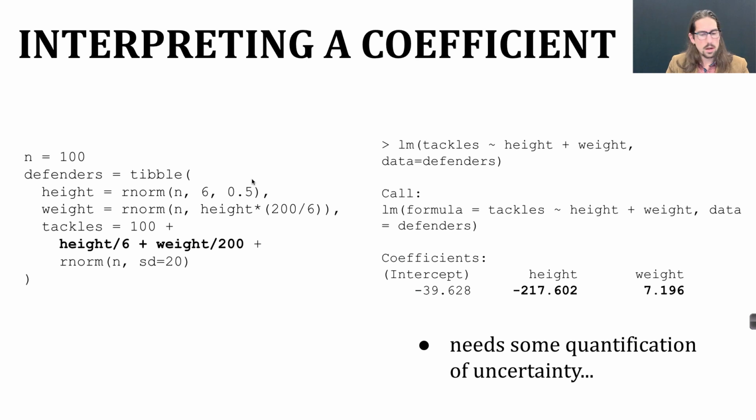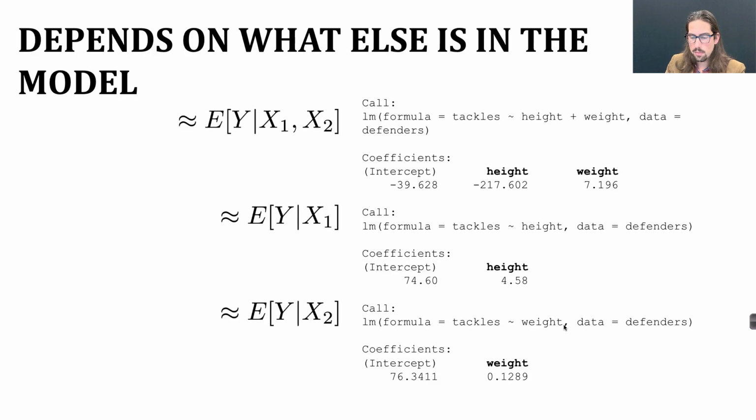But the problem here is that there's no quantification of uncertainty. So if I had some quantification of uncertainty on this coefficient, I would see that there's actually a lot of uncertainty for both of these. And so it very well could be that the effect here is this coefficient is positive, and this one should also be positive, but it's really hard to tell based on these data. That's what that would tell us.